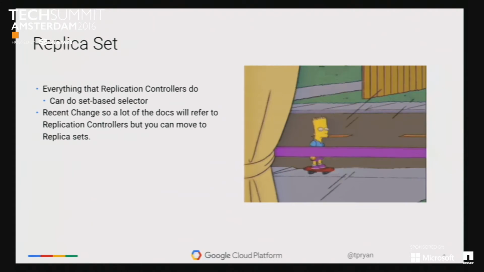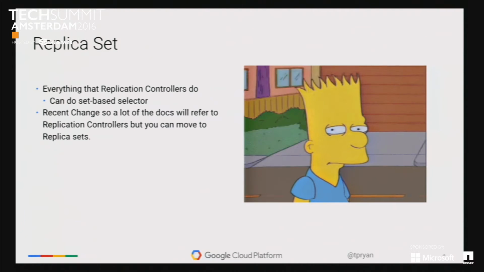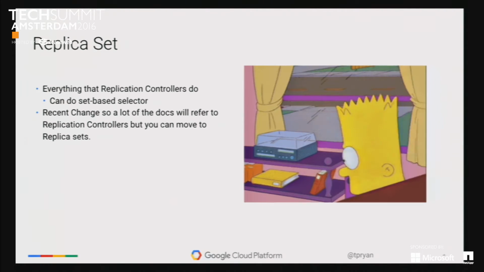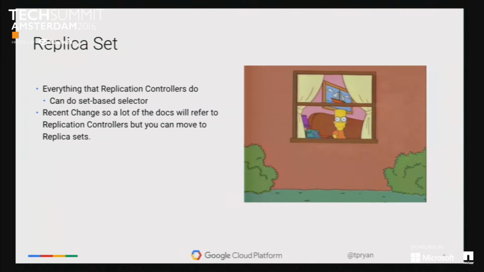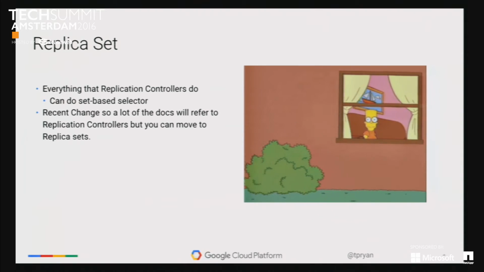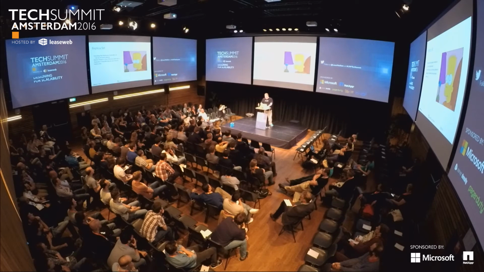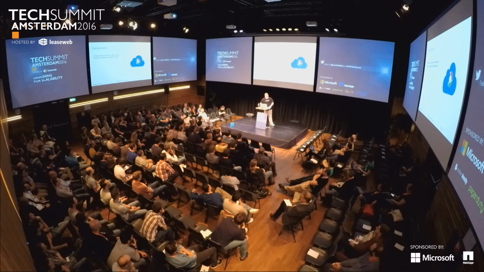The reason I bring this up is that replica sets are probably what you want to do going forward, but all the documentation points to replication controllers. So if you get to the documentation, you see replication controller, you can just sub in replica set, and it's all fine, right? So replica sets are made through what's called a deployment.